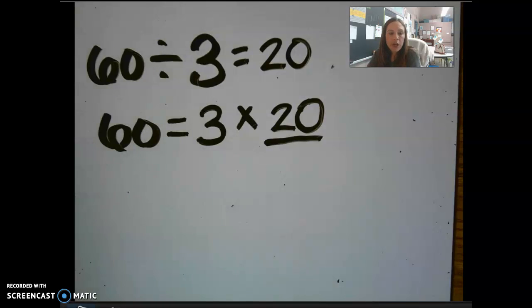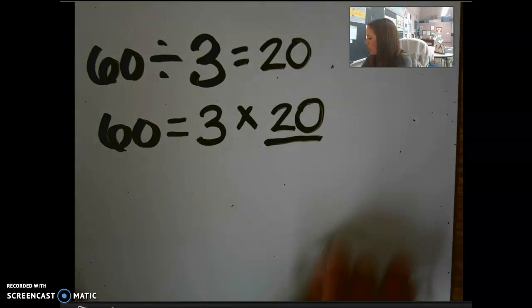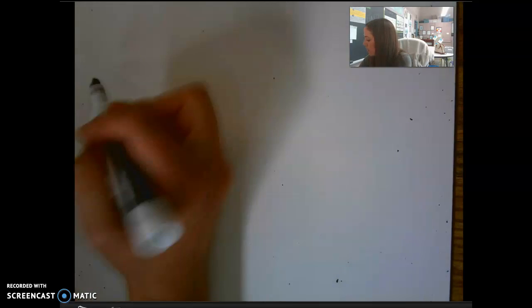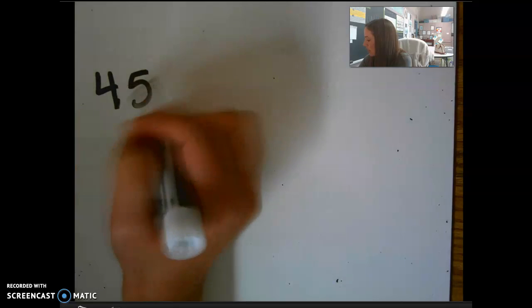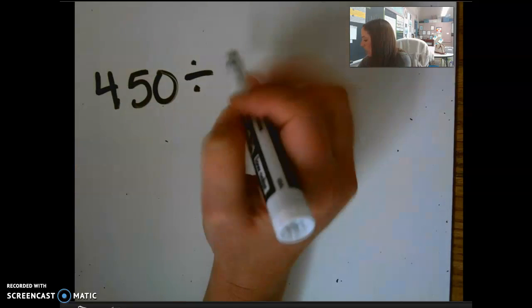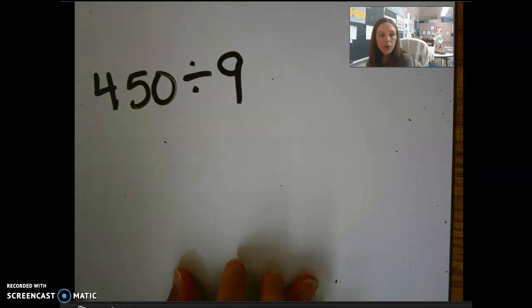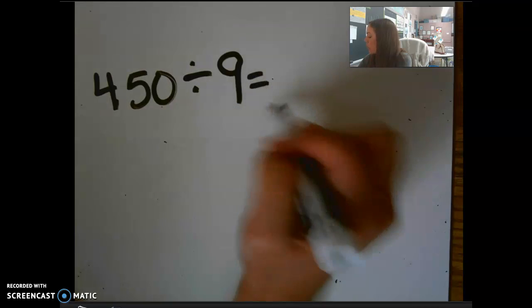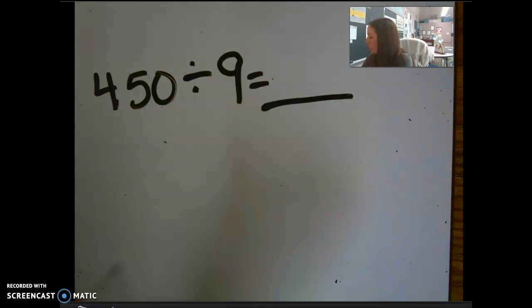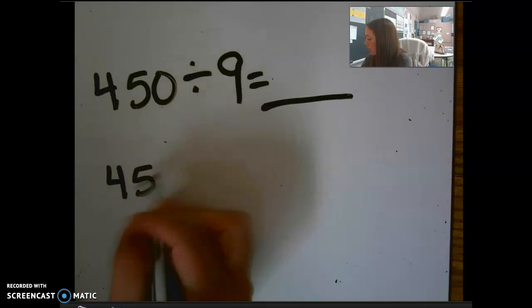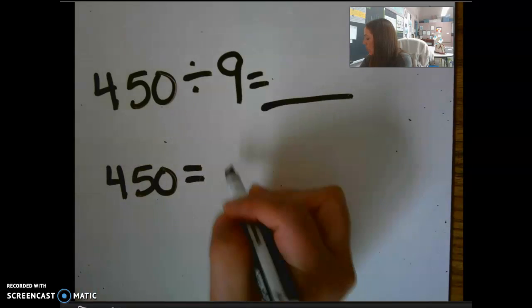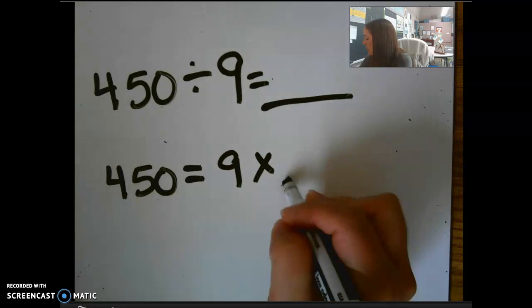Go ahead and make sure you're solving these problems along with me. You may pause the video if you need to. Let's look at another one. 450 divided by 9. So again, we are going to rewrite this problem as a multiplication problem. 450 is equal to 9 times what?